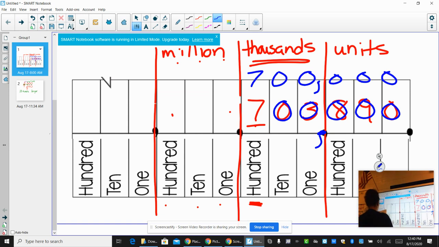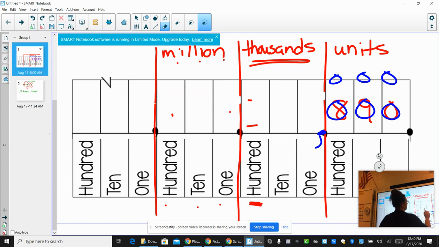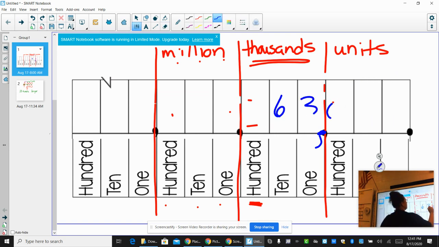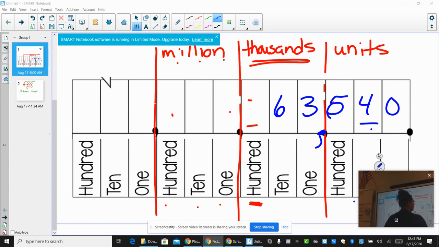For number 3, you have the number 63,540. And you have the digit 4 underlined. Now we can see that the 4 is in the tens place. So we know that this is worth 40 because 4 tens is equal to 40.